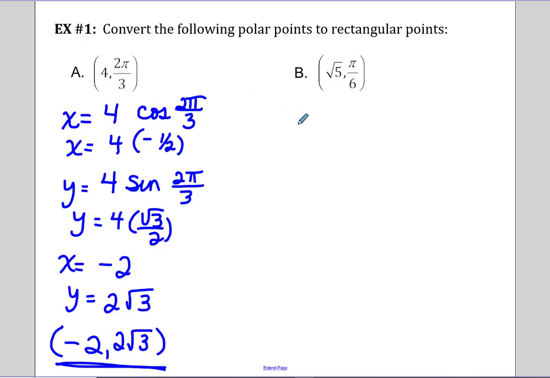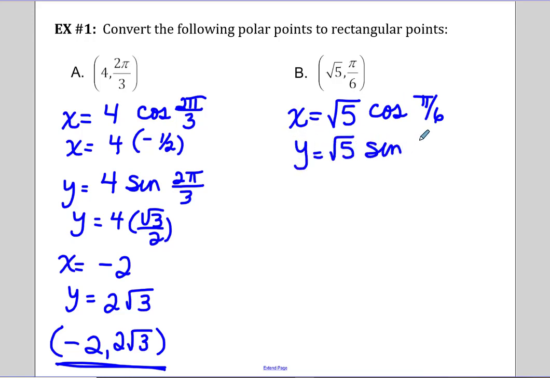In part B, you can turn the camera off and give it a try for yourself, and then come back to check your work. I have x as the square root of 5 times the cosine of pi over 6, and y is the square root of 5 times the sine of pi over 6, and those coordinates work out to be the square root of 15 over 2 and the square root of 5 over 2.